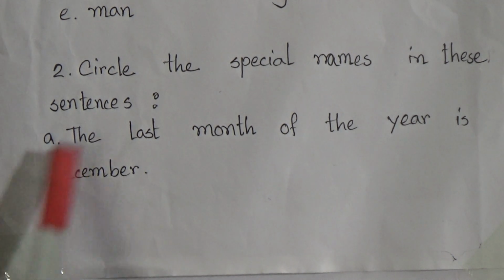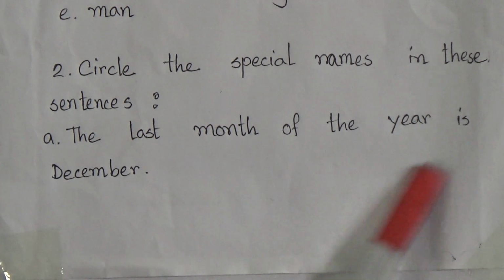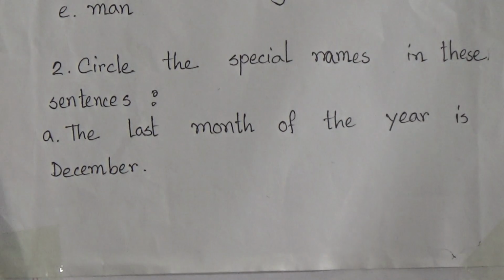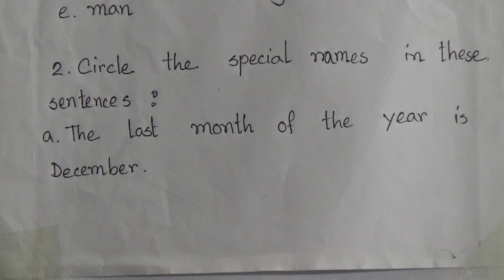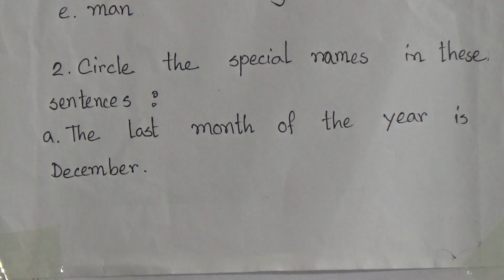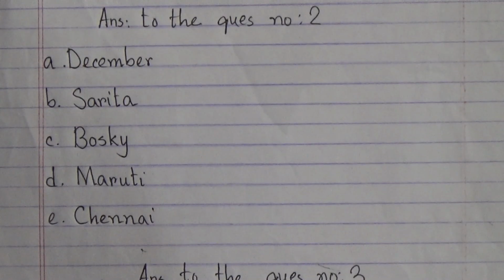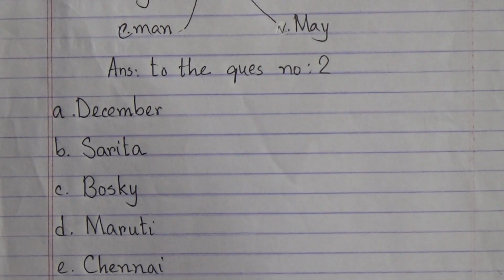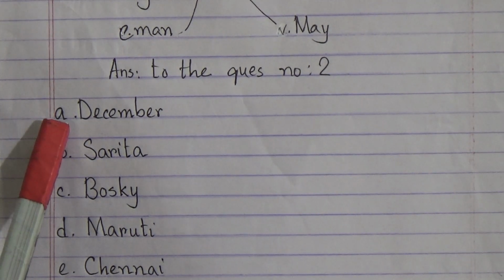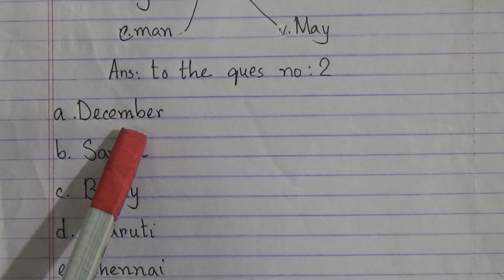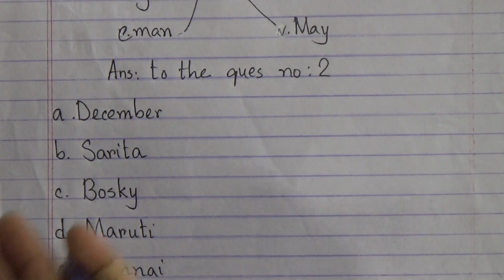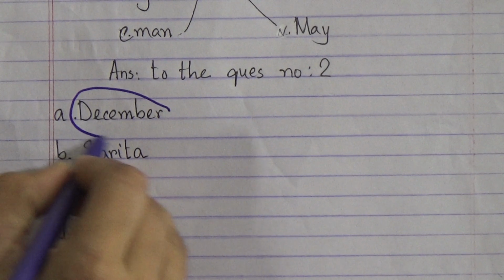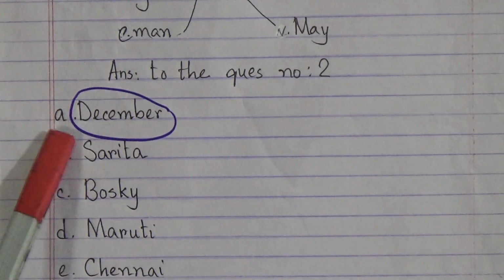Like see number A: The last month of the year is December. So which one is the special name here? Can you say? Yes, the special name is December. See, in the answer I have written the special name is December. It is question number 2, so I have written the answer to question number 2. Then it is number A, so I have written A. Then I have written the special name, that is December. So what will you do here? You will circle it. After writing, you will circle it.